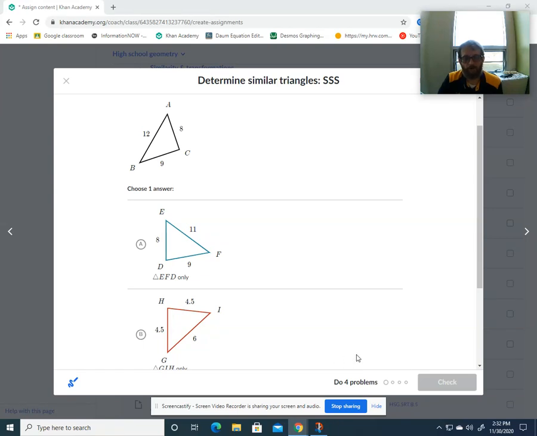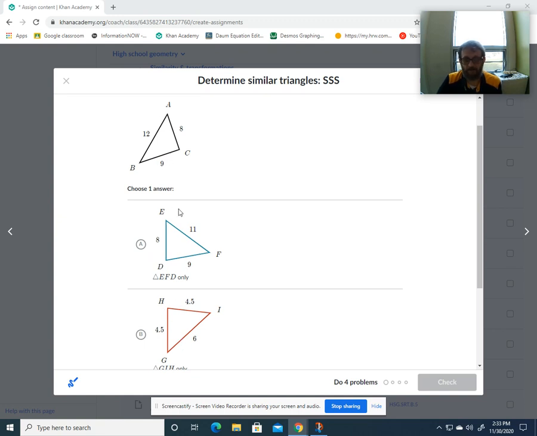All right, we are on to part 3. Similarity by sides is about proportion. If the sides are proportional, so these are almost congruent. 9 matches up with 9, 8 matches up with 8, but 11 doesn't match up with 12. So those are neither similar nor congruent.